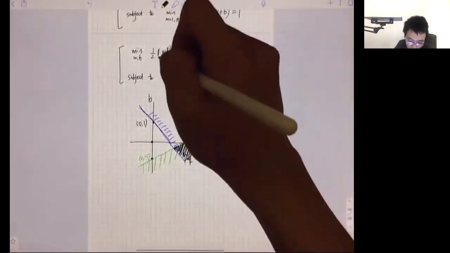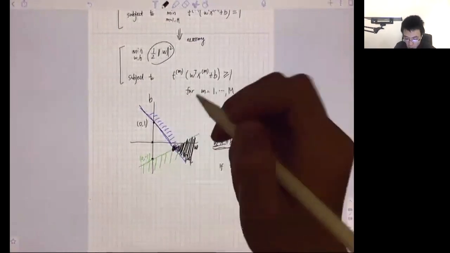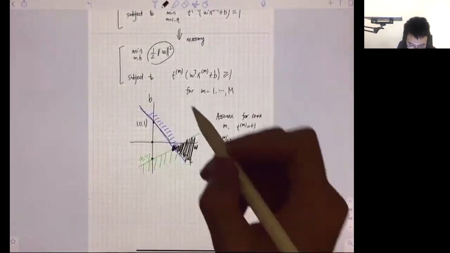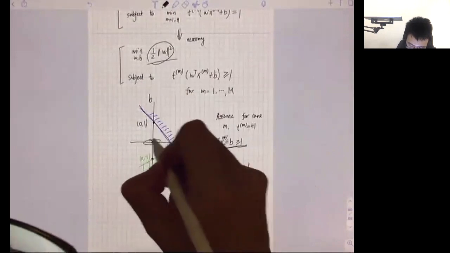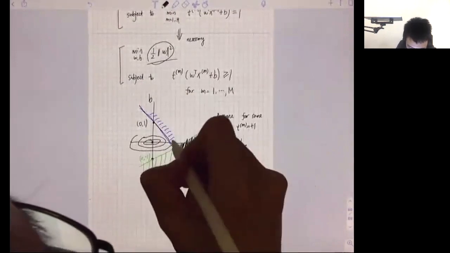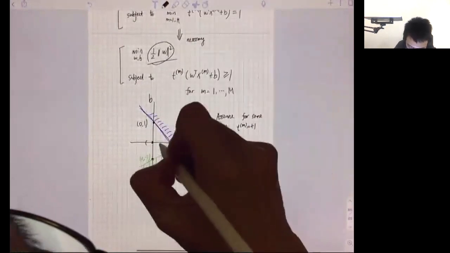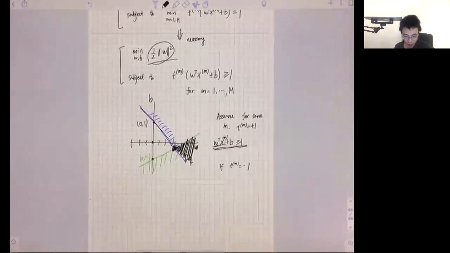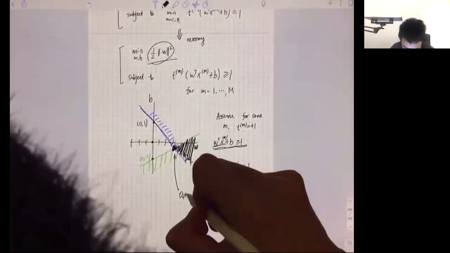And what is my objective? My objective says my weights should be as small as possible, okay? The L2 norm of the weights should be as small as possible, so you get this point, right? It's the closest point to the B axis, because this is just the radius in the W space, okay? So it's not the radius in the W and B space, it's actually the radius in the W space. Then you want to be as close as possible to the B axis, then you get this point. So this is your optimum solution.